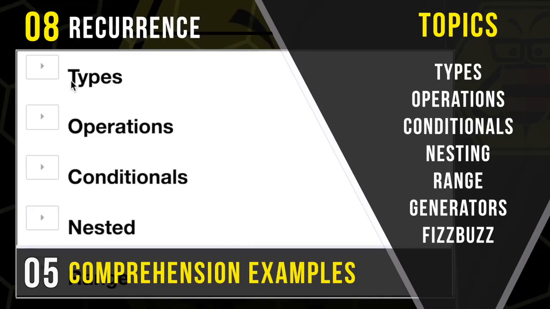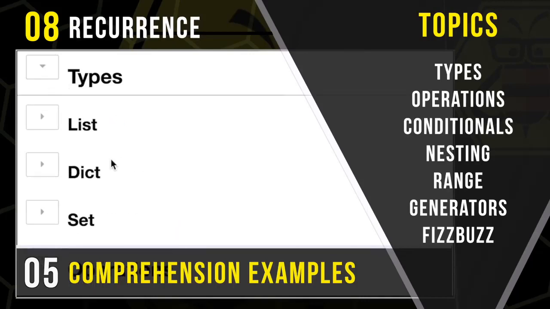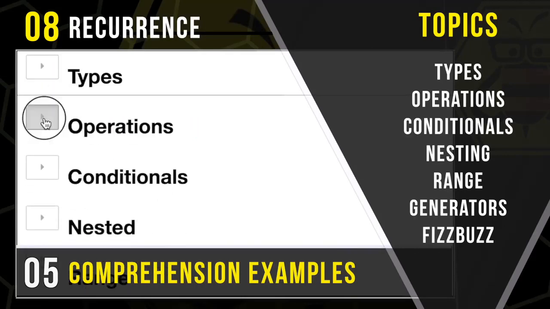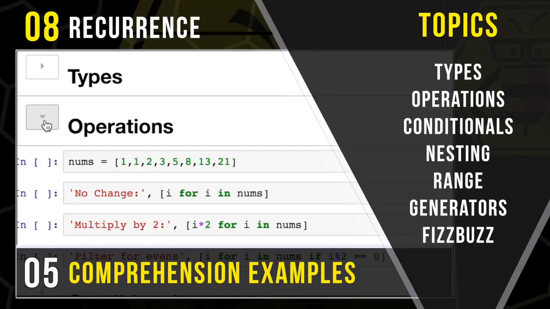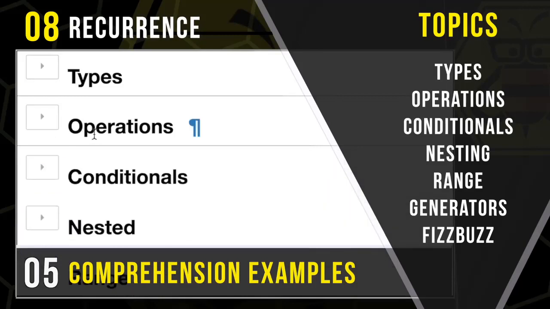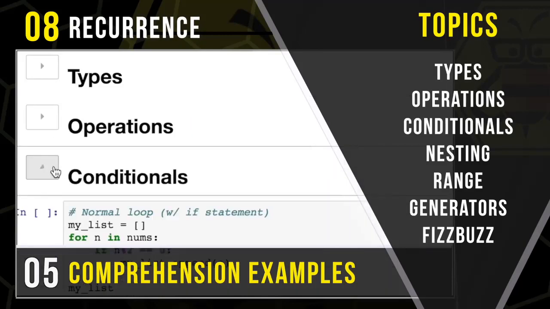So we're going to start by looking at types. How do we handle the different group types like lists, dictionaries, and sets? Then we're going to talk about operations. How do we use comprehensions and still bring operations that we might need in? Then the same with conditionals. How can comprehensions and conditionals work together?